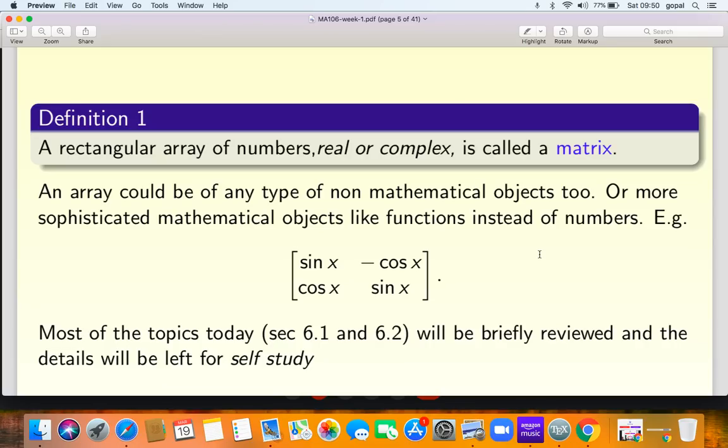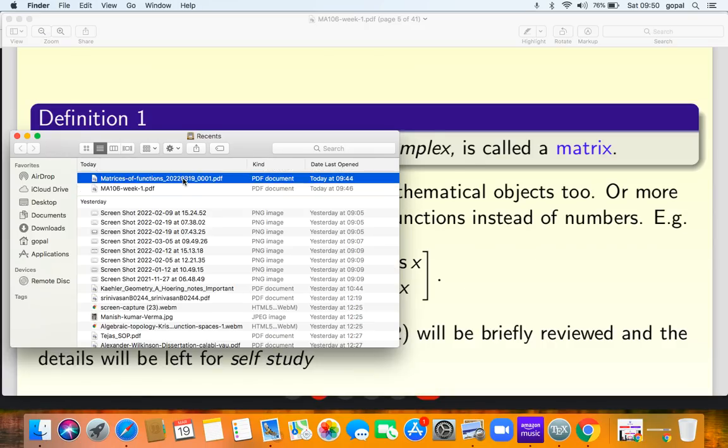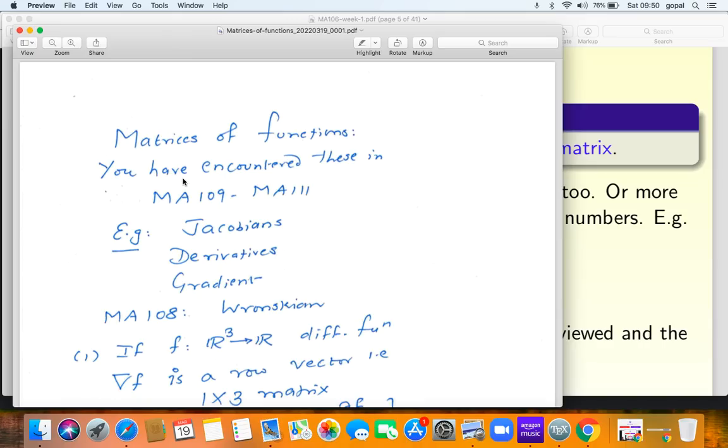Most of the matrices that we'll encounter in this particular course, the entries will be real numbers or complex numbers. In fact, mostly it will be real numbers. Rarely you will see matrices whose entries are complex numbers. And even rarer is the occurrence of matrices with functions like sin x, minus cos x, sin x. So sometimes matrices also have entries as functions. Let me just round up this discussion by giving some examples.